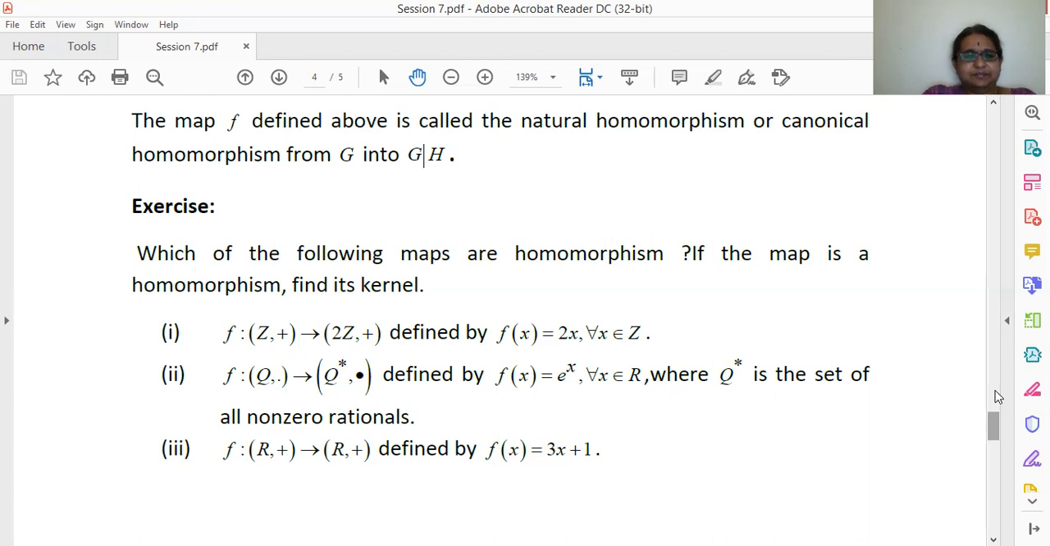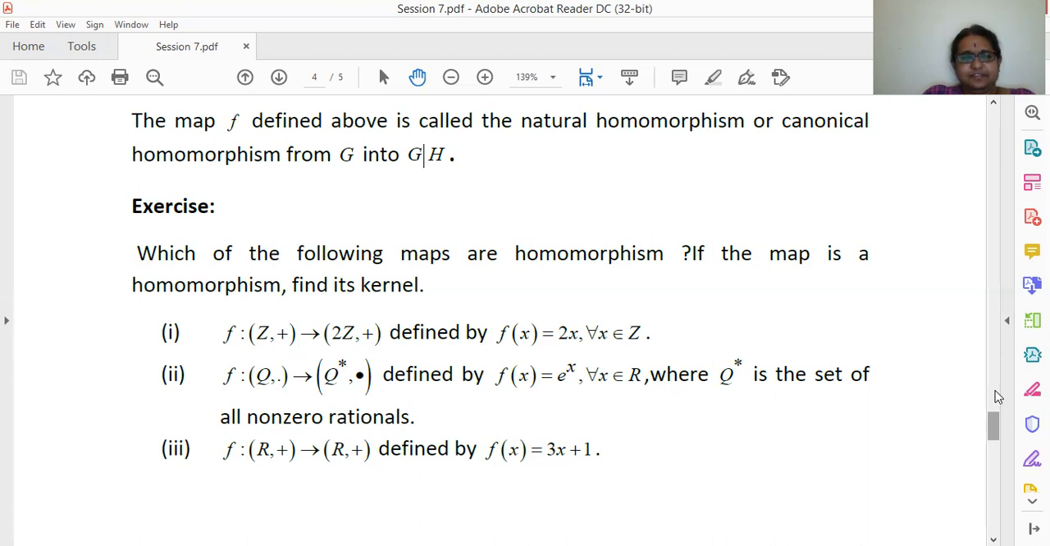Coming to the third problem, f from R plus to R plus defined by f of x is equal to 3x plus 1. So here both the domain and codomain are the same set with the same binary operation, addition. First we shall check whether it is a homomorphism.